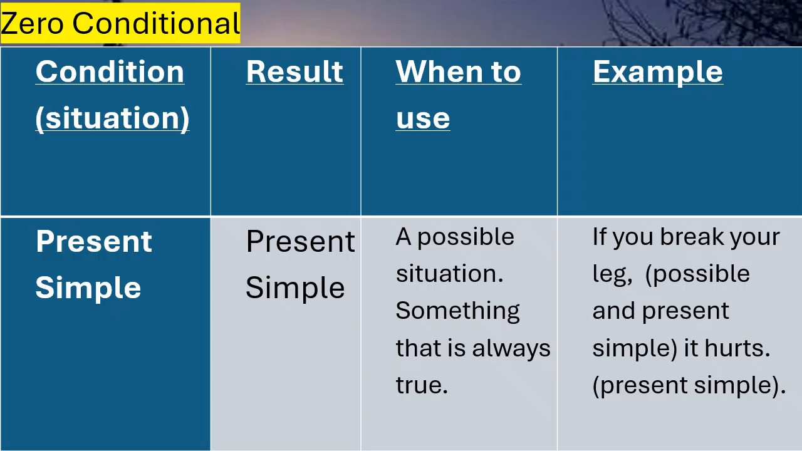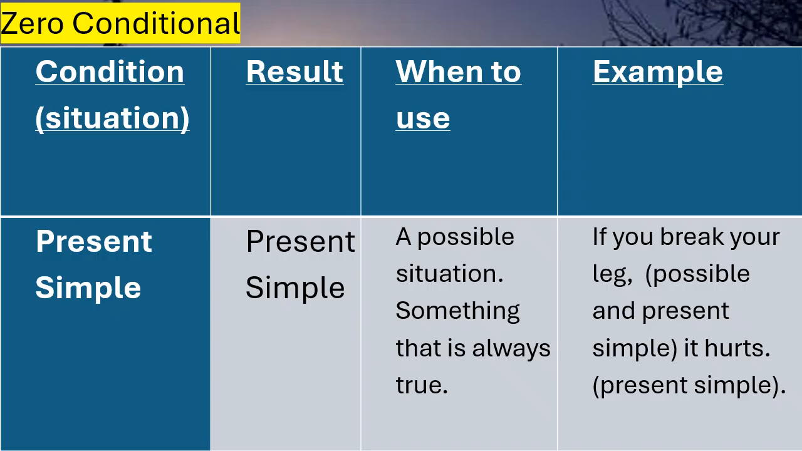So the condition where you use it, the if part, you use the present simple tense. And the result, what happens because of the if part, you also use the present simple tense. And we use this in situations where something is always true and it's a possible situation.